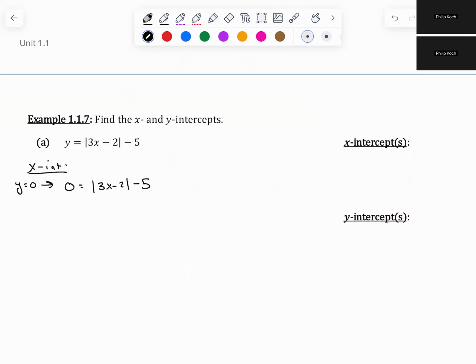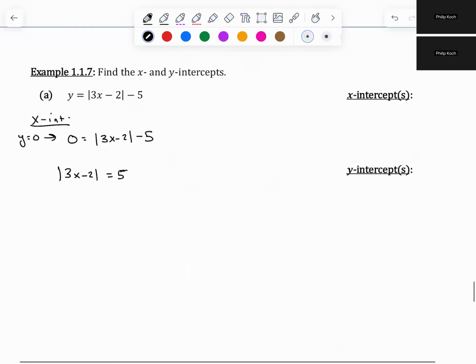What we do is we bring the 5 over. We get the absolute value of 3x minus 2 is equal to 5. And so with absolute value equations, the inside could either equal 5 or it could equal -5. Because if the inside, ignoring the absolute value sign for a second, 3x minus 2 equaled -5, when you take the absolute value, it would give you +5. So there are two different situations. Either 3x minus 2 is equal to 5, or 3x minus 2 is equal to -5.